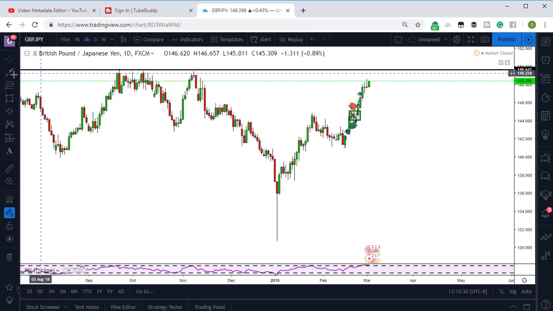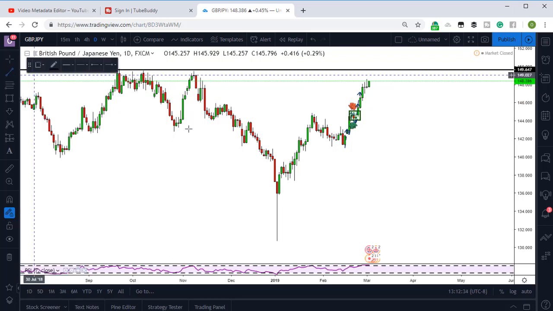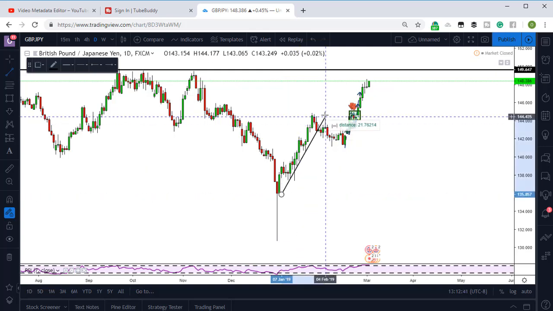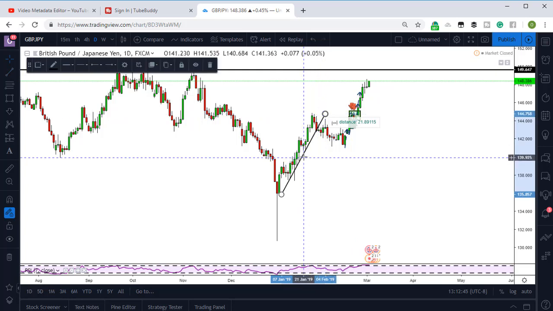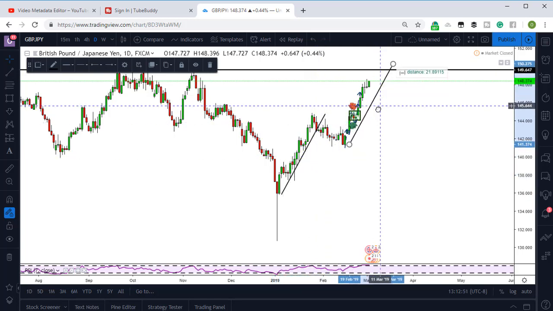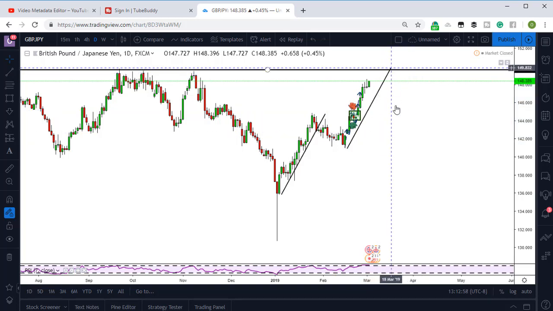And another tool that I like to use, now this is for the more advanced people who have been with us, is an ABCD pattern. From A to B, if we copy and clone this move, we can see that we should have a termination at this level of structure.